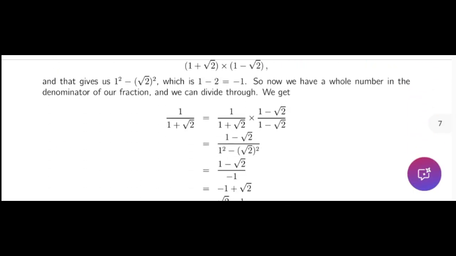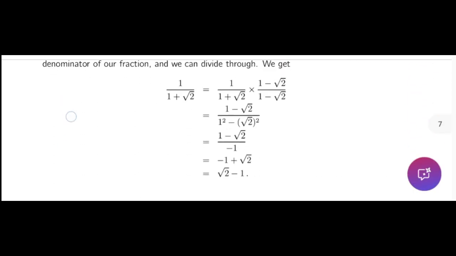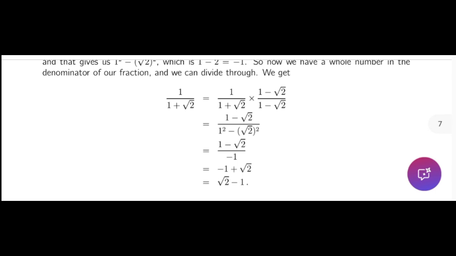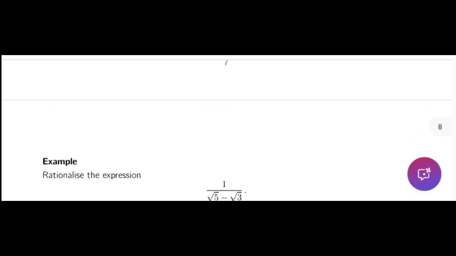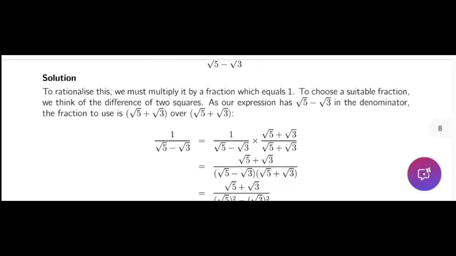Now, that is what you have here. Can you see the steps? The steps are clear enough. Can you see them? We have them here, and here. Good. Now similarly, we're going to be rationalizing this.